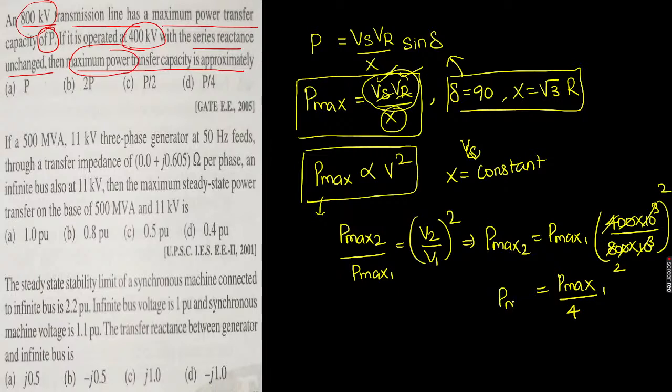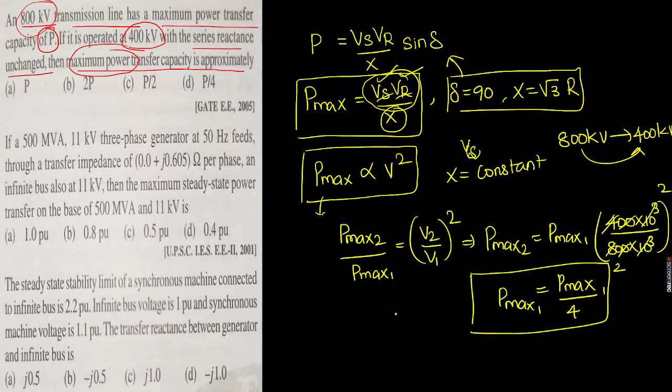So what is the conclusion? They have reduced the voltage. Initially they kept 800 kV and then that voltage is reduced to 400 kV. The voltage is reduced by half, whereas power will be reduced 4 times, to 1 by 4. So P max 2 will become P max 1 by 4. So the correct answer is option D. That's all. Let us read the next question.